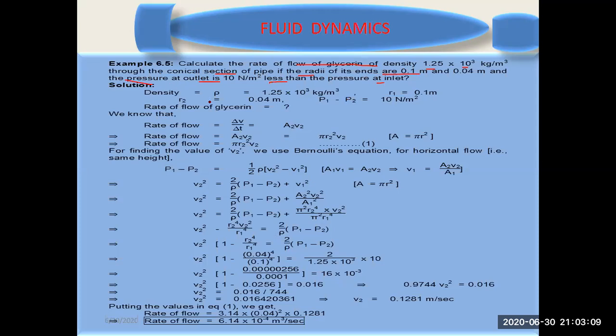So first of all, we see what the values are given. Here the density of the fluid is given, and the radii of the two ends are also given, R1 and R2. The difference of the pressure is 10 Newton per meter square.